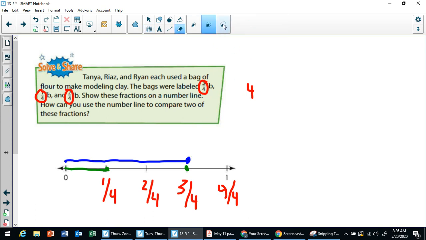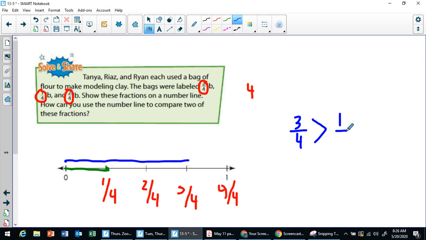And I can obviously see, let me go back and fix that really quick. Sorry, boys and girls. I can see that 3/4 is greater than 1/4. Or another way to write that is you could have said 1/4 is less than 3/4.